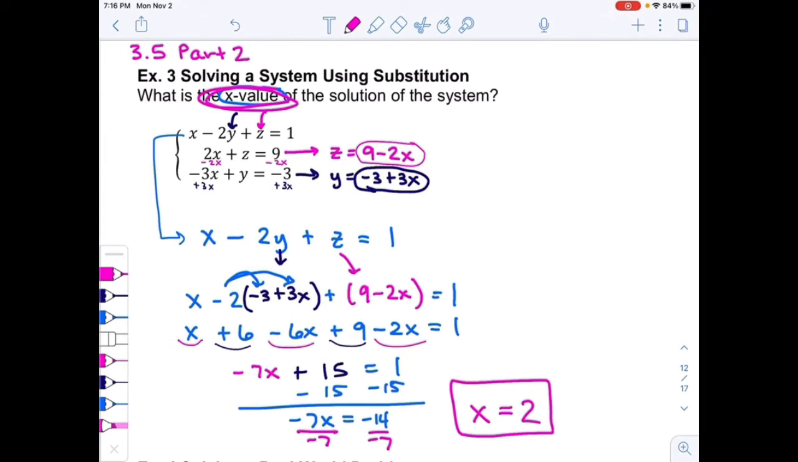Now, if it asked for the whole solution, you would just take that 2 and go back and plug it in for x here and for x there, and you'd get your y and your z values, but they didn't ask us for that. They just want to know what the x value is.